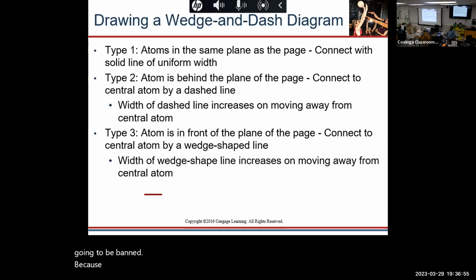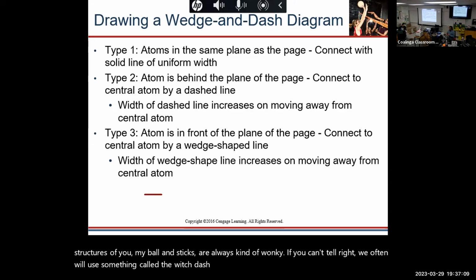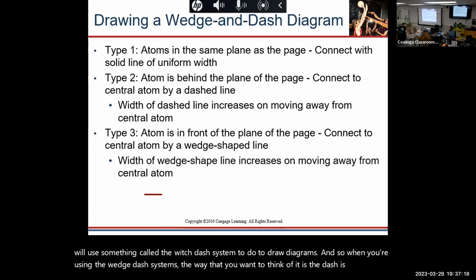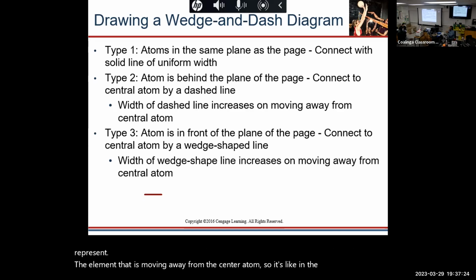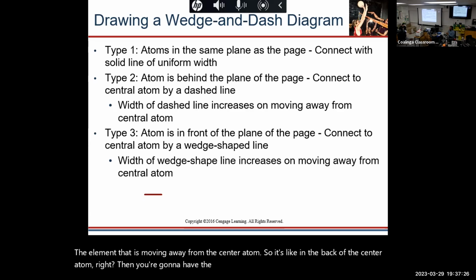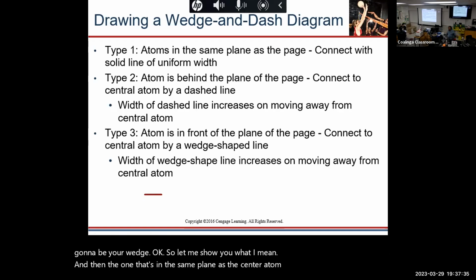Because we want to try to show things in 3D, and I have third grade handwriting, my structures of my ball and sticks are always kind of wonky, if you can't tell. We often will use something called the wedge dash system to draw diagrams. When you're using the wedge dash system, the way that you want to think of it is the dash is going to represent the element that is moving away from the center atom, so it's in the back of the center atom. Then you're going to have the one that's in the front of the center atom, and that's going to be your wedge. And the one that's in the same plane as the center atom is just going to be a line.